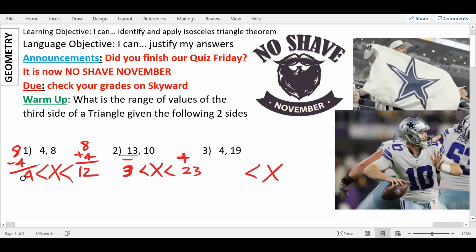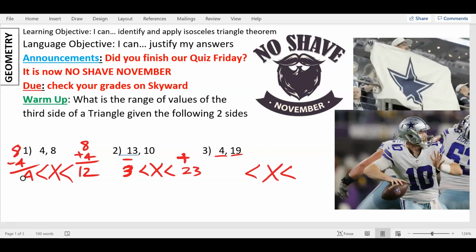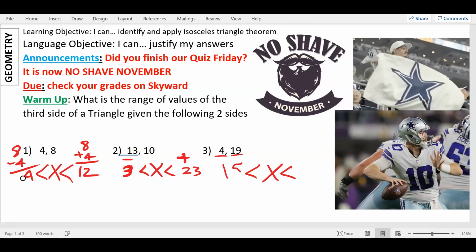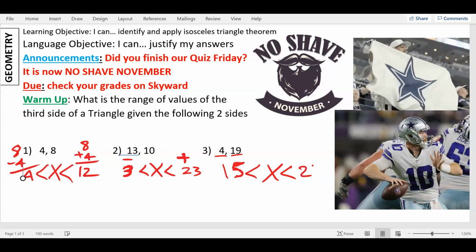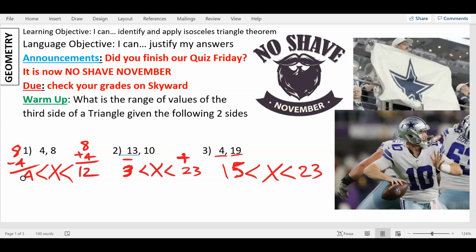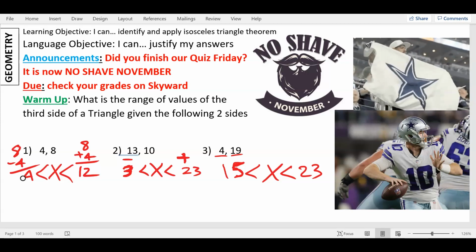You put less than, 19 minus 4 is what? 15. On the right side, 19 plus 4, 23. Okay. So, everyone with me? So that's how you do these triangle inequalities.